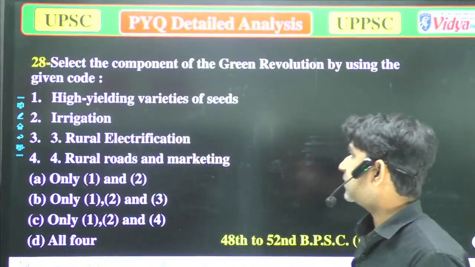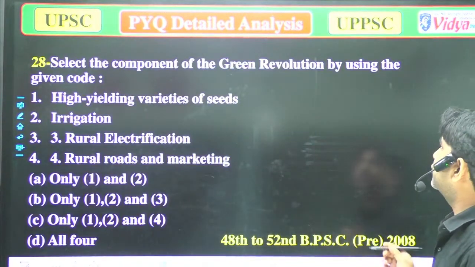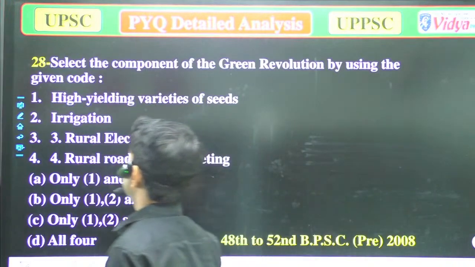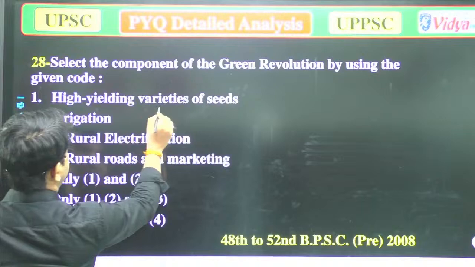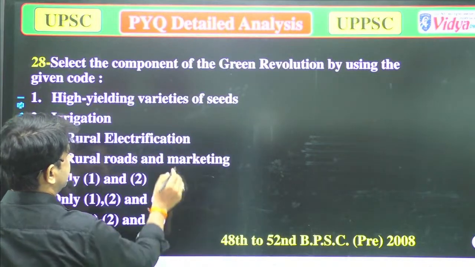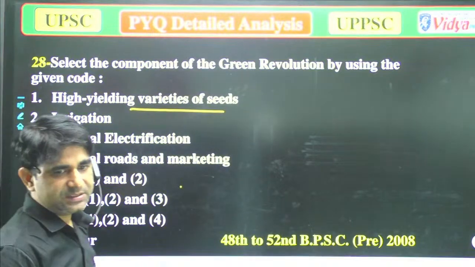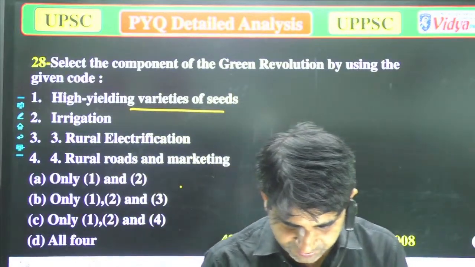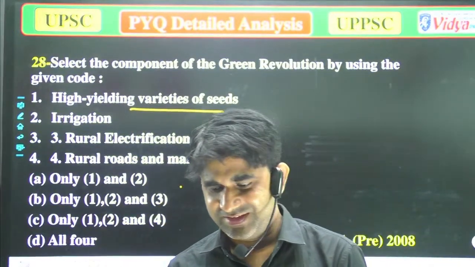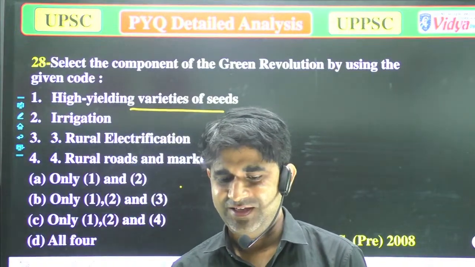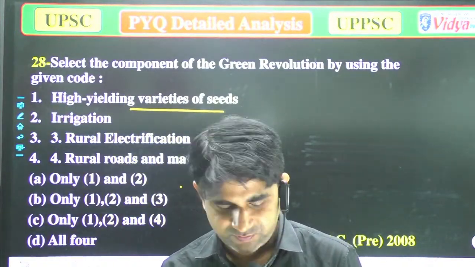The question is: select the component of the green revolution by using the codes given below. Code one is high yielding varieties of seeds. Yes, that could be true. Second is irrigation. Third is rural electrification, and fourth is rural road and marketing. So select the component of the green revolution. I think option 1 and 2 is correct, but I am still waiting for the comments on what the correct option is for the given question.